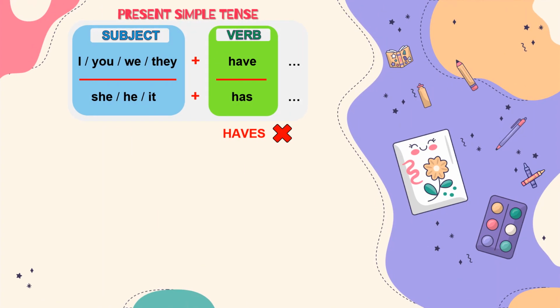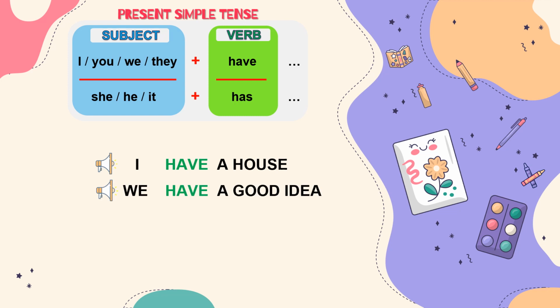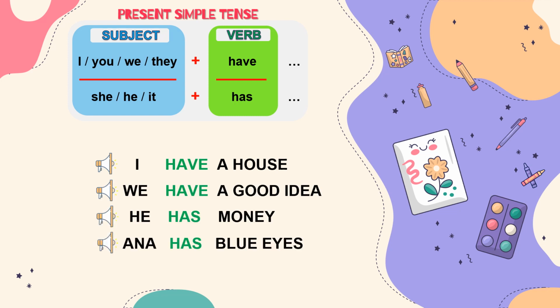Sometimes the verb changes a little for she, he, and it, third person. Look at this verb. We say I have, you have, we have, they have. But for she, he, it, we use has. We do not say have, no, because the verb is irregular. Look at these examples. I have a house. We have a good idea. He has money. Anna has blue eyes.